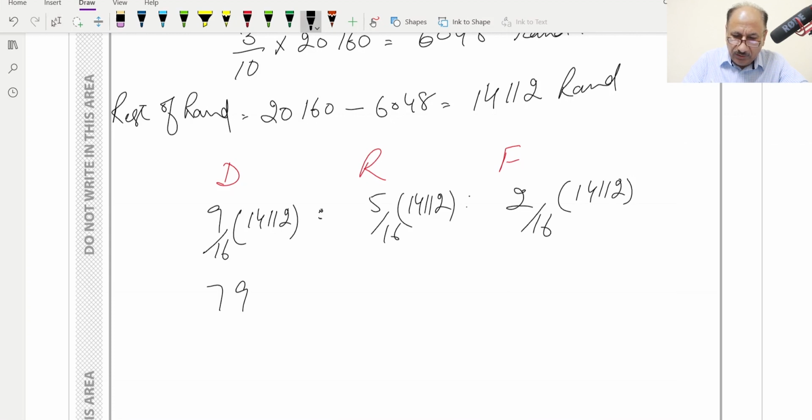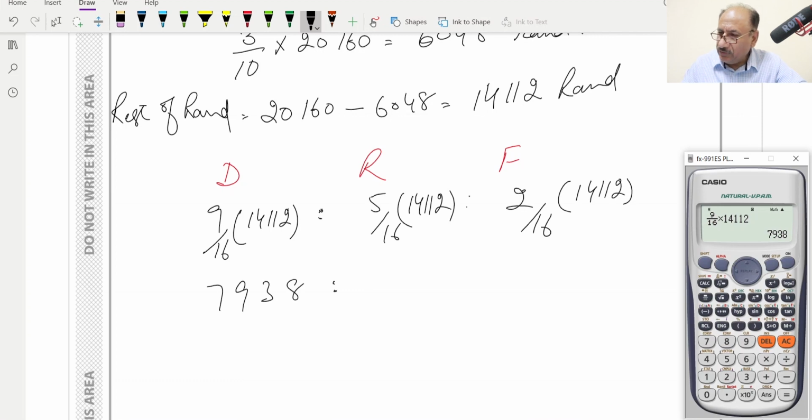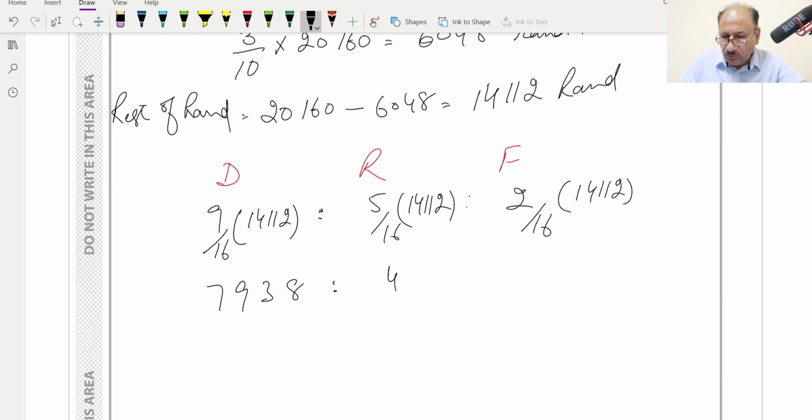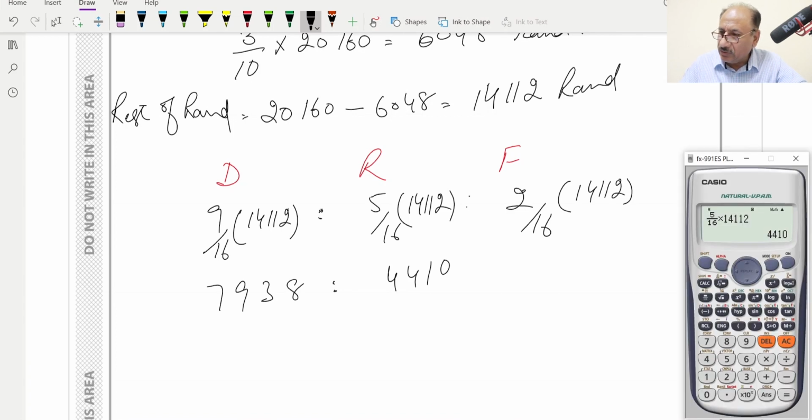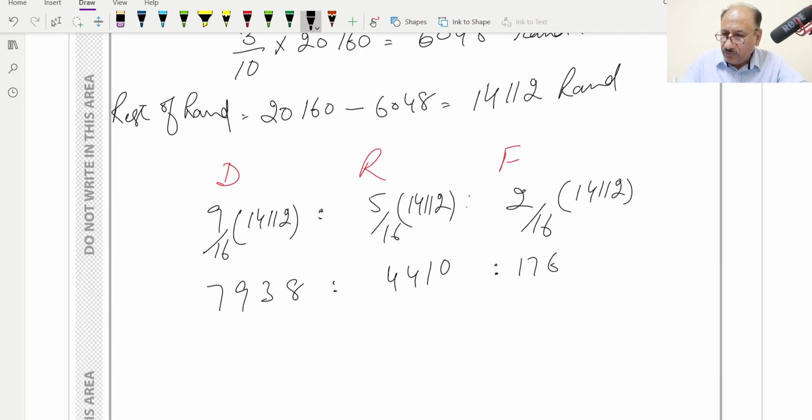Next will be 5 over 16 multiplied by 14112, so this will be 4410. This will be rupees. And the last one is 2 over 16, so this is 1764. This will be francs.